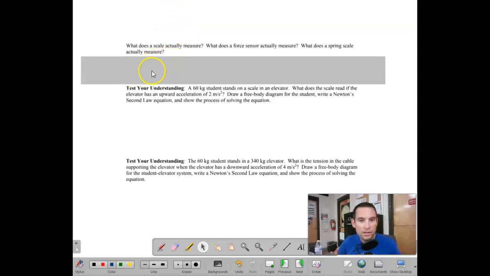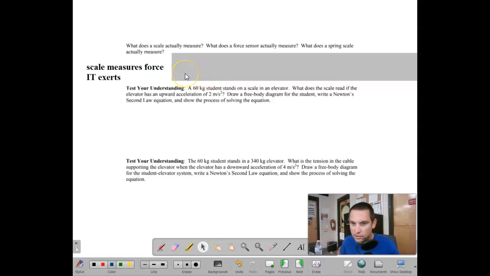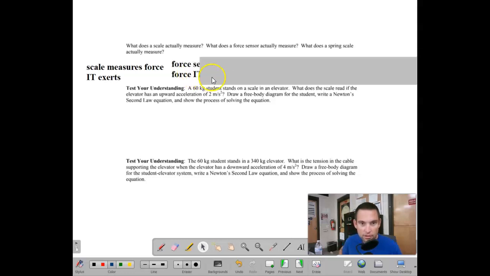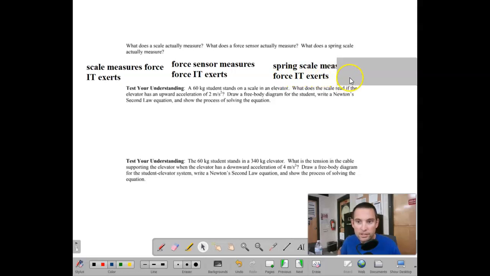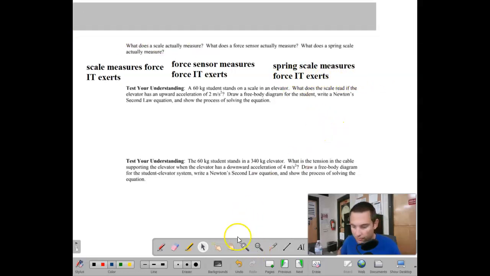What does a scale actually measure? A scale measures the force it exerts on the object. When you step on a scale, the scale is pushing up on you with some amount of force, and that's what the reading will measure. A force sensor measures the force it exerts on an object, and the spring scale also measures the force it exerts on whatever you have on the spring scale.